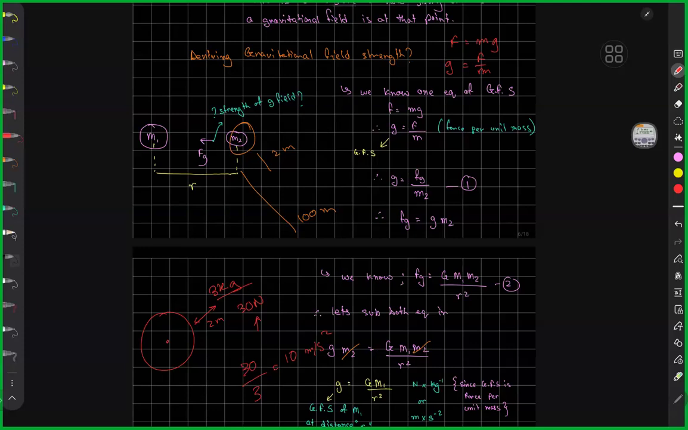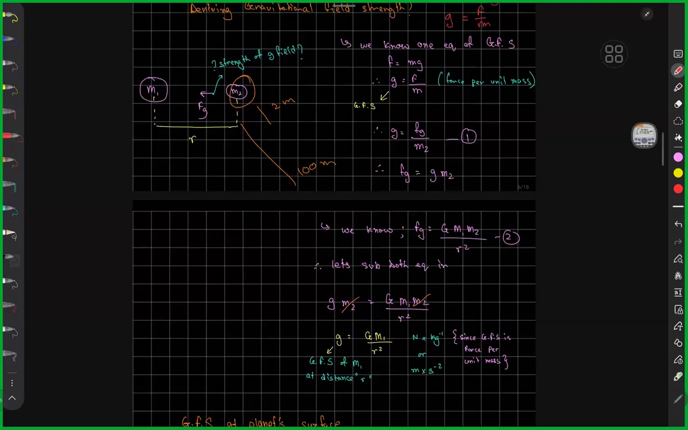How did we find that out? We said, okay, I have a 3 kg object 2 meters away from Earth's surface, and I know that the force it is experiencing is 30 newtons. So on a 1 kg object over there, it must simply be 30 divided by 3. So 10 newtons of force must be applied on just a 1 kg object. So that is my gravitational field strength, 10 meters per second square, right? Okay.